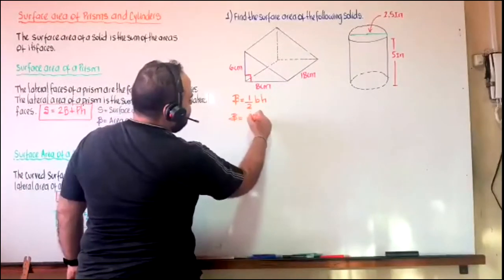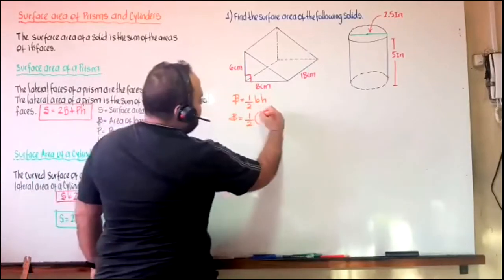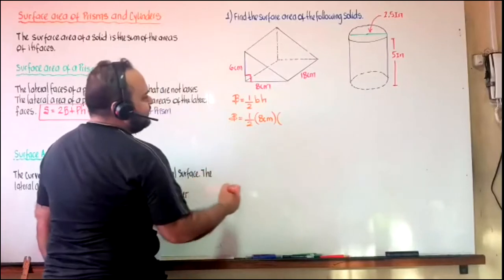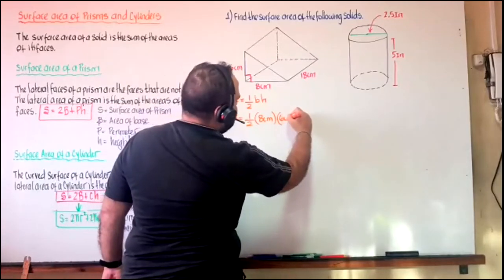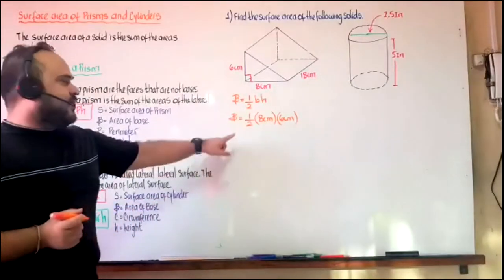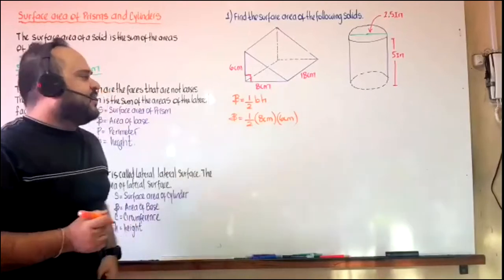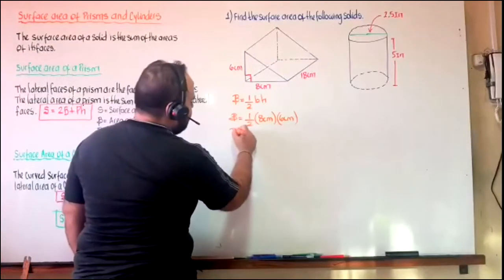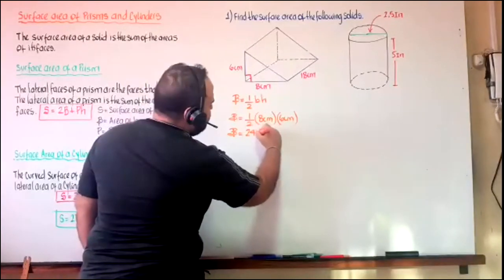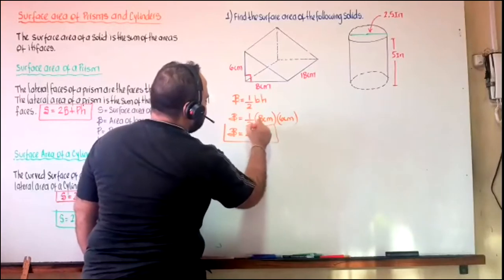Beta will be given by 1/2. The base of this triangle is 8 centimeters, and the height of this triangle is 6 centimeters. Okay, 1/2 times 8 will be 4. 4 times 6 will be 24. So the value of beta will be 24 square centimeters.